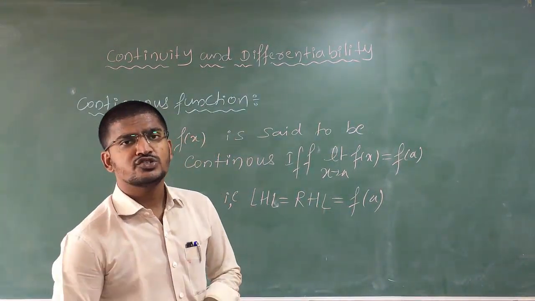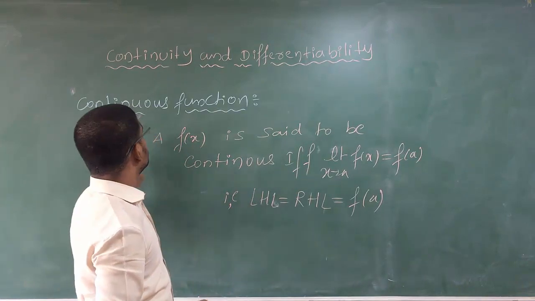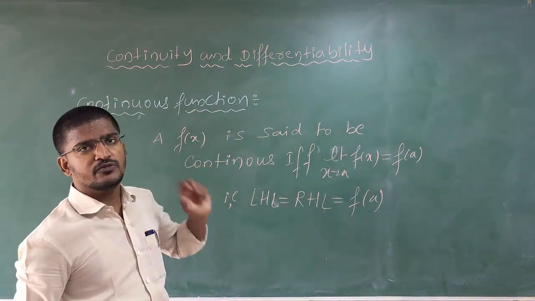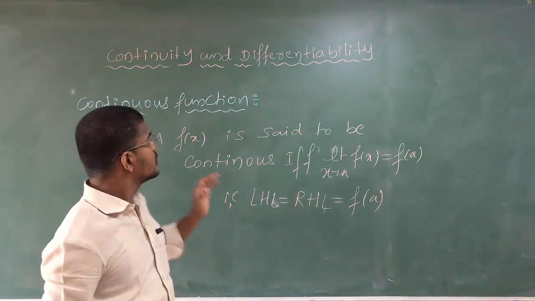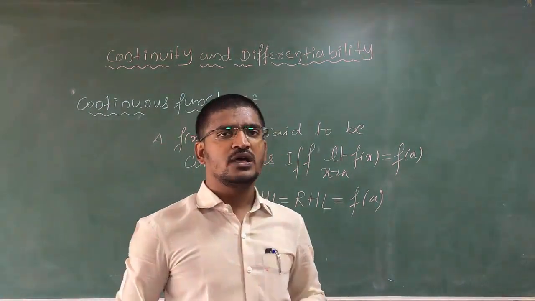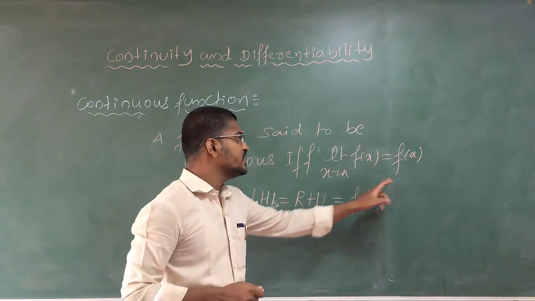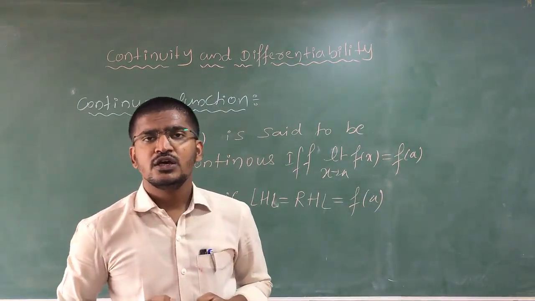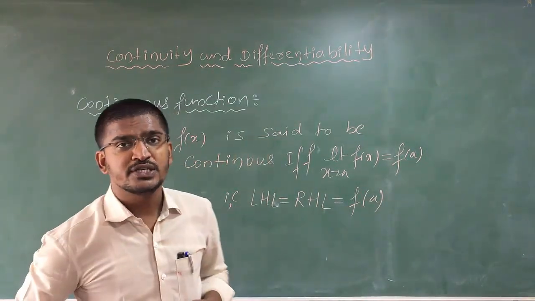Clear? So make sure that this particular continuous function definition is perfect before going to the problems. A function is continuous if and only if the limit exists and it is equal to f of a. So please take this note by pausing the video.